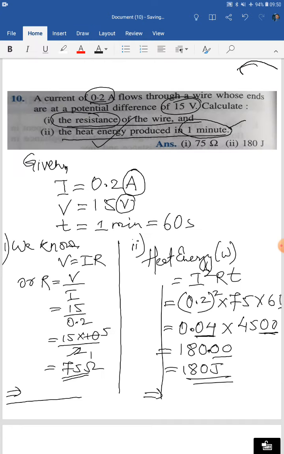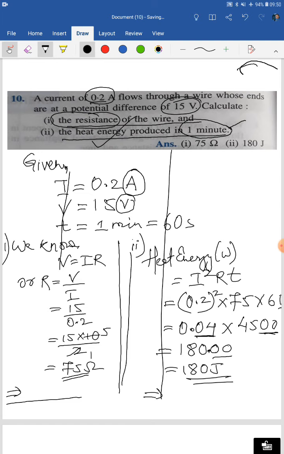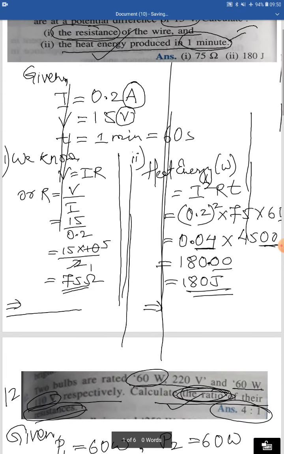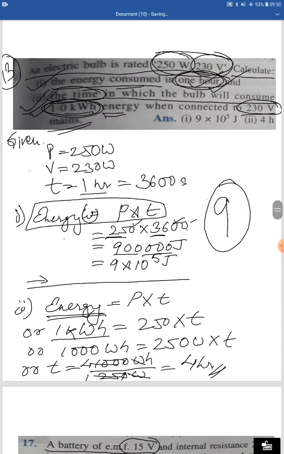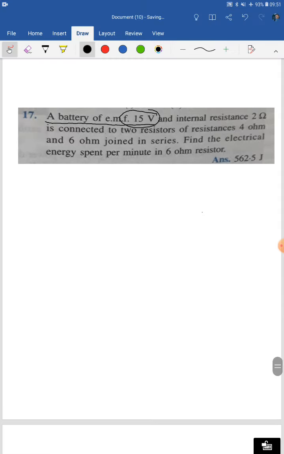Okay, sorry for the interruption here. Okay, so here we are in question number 17.